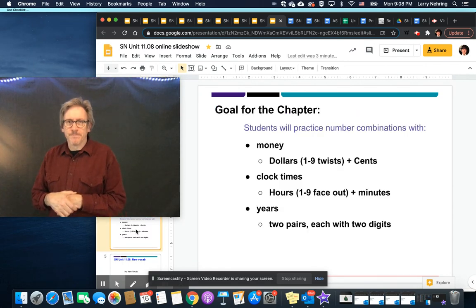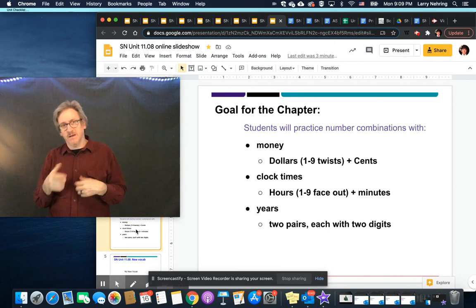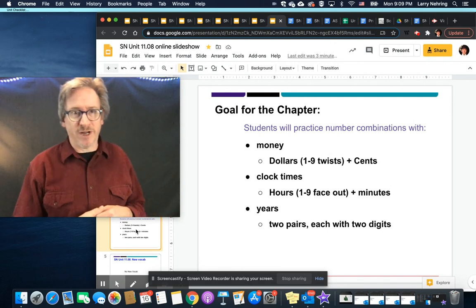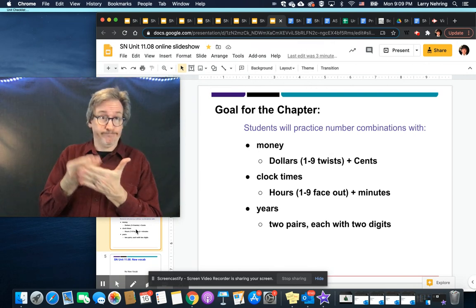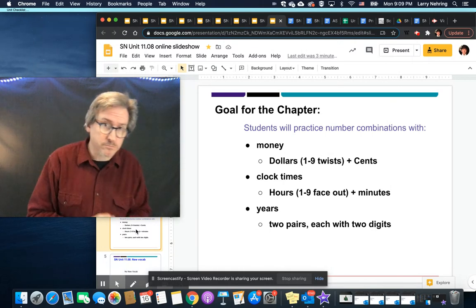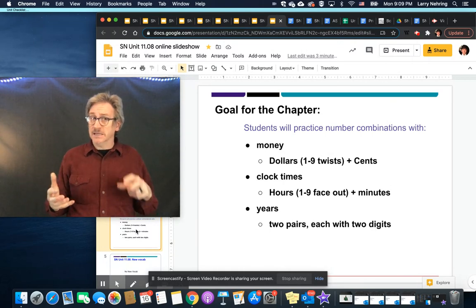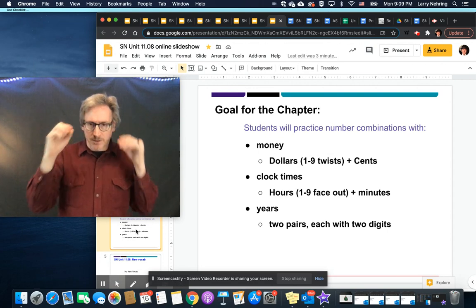So we're going to be looking at applied numbers. So not numbers themselves, but applying the numbers to three different categories: money, clock times, and years. They're pretty easy, and the rule of 9 that we've been talking about comes up in this very significantly and is very important.